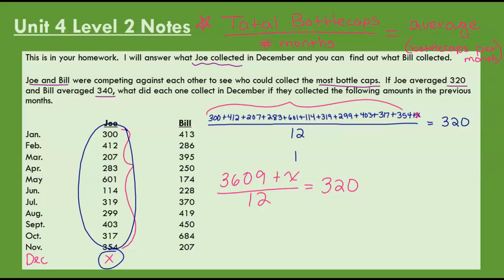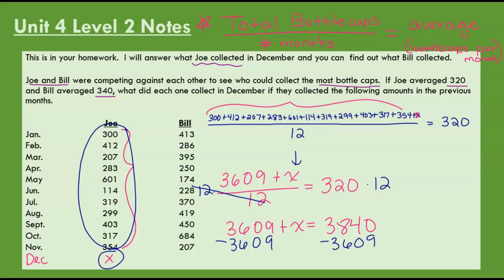Now to get to x on top, don't divide by 12, but undo dividing by 12 by multiplying by 12. And that gives us a product of 3,840. So that's our total that we were talking about earlier. And now we're going to subtract our bottle caps that we collected so far. And we have our remainder bottle caps that we need to collect in the month of December as 231. Now you can figure out Bill's collection for the month of December for your homework.